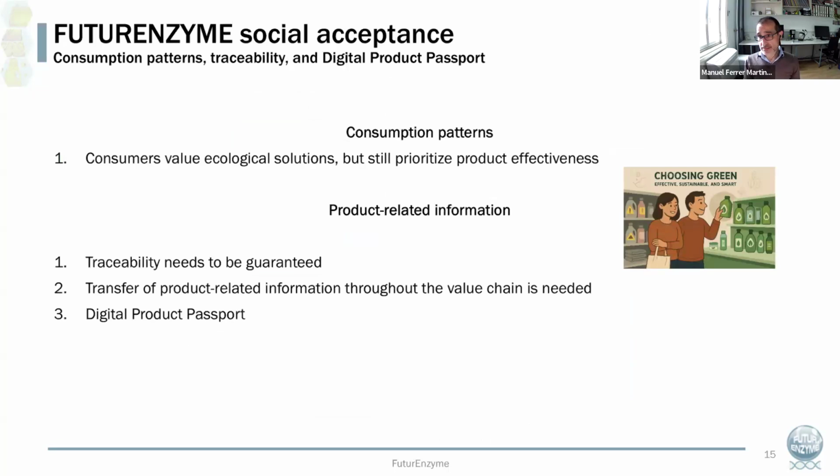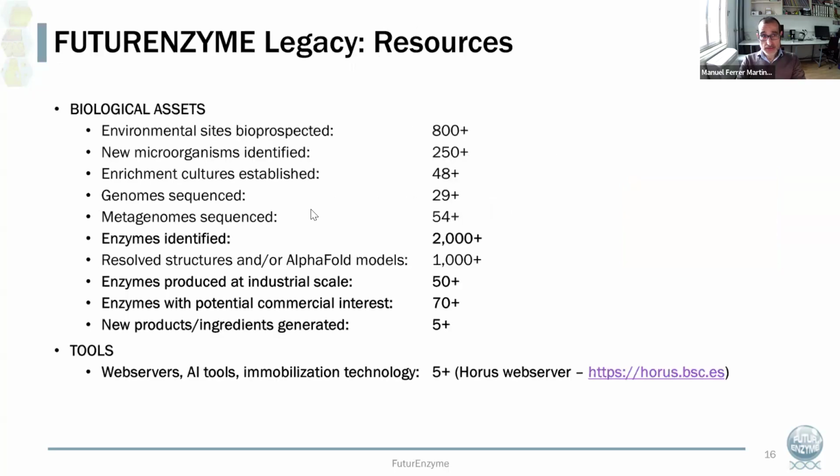The ITV team will later describe that we are trying to target consumers, because we know that consumers value ecological solutions but still prioritize product effectiveness. So consumers like to have an ecological solution, but only if it works. We are also aware that consumers need to have all this product information. So every time we record all the information and product data sets to have traceability and to later be integrated into the so-called digital product passport.